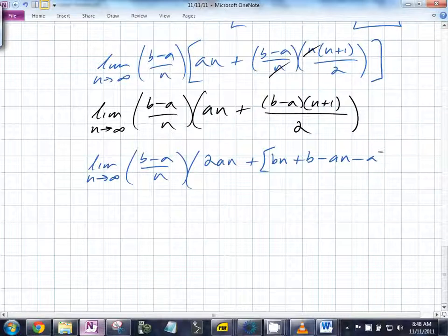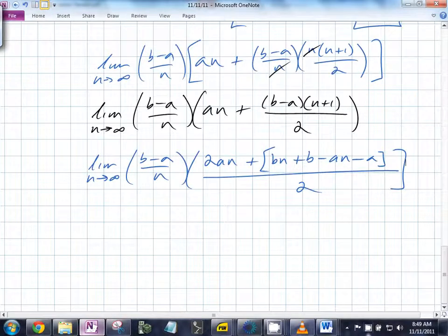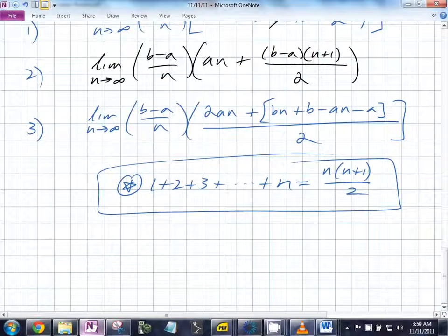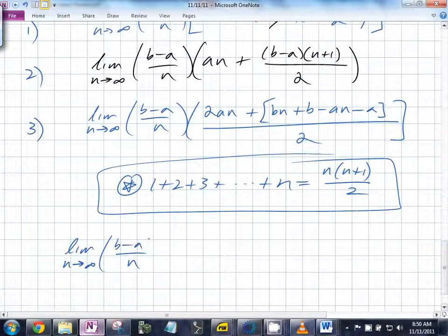Did I do something wrong? Yeah, go ahead. The an's, thank you. So you end up with the limit as n goes to infinity, b minus a over n times, how many an's do we get? One of them, right? Plus bn plus what? Plus b minus a all over what? 2. Great. Nice.